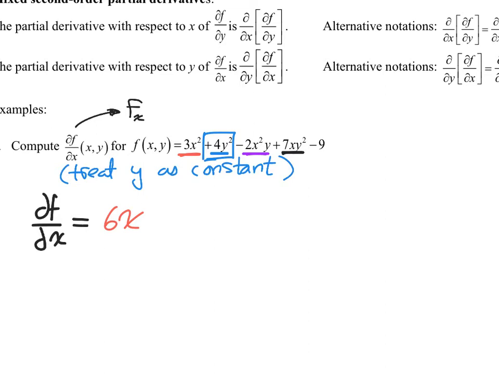Now, 4y squared. If we're treating y as constant, then 4y squared itself is constant. Derivative of a constant is equal to 0. That just got a whole lot nicer. This next piece, you don't have to do this step of rewriting it, but at least this one time, maybe you should. I'm going to rewrite it as negative 2y times x squared. Because y is constant, that makes the negative 2y into a constant multiple.